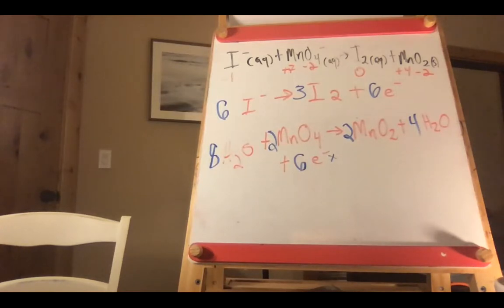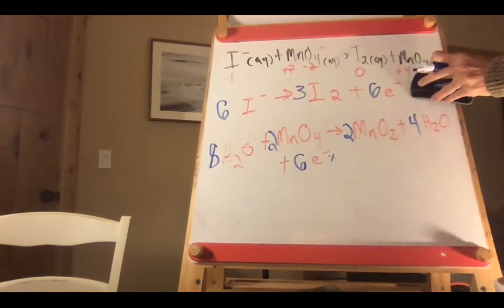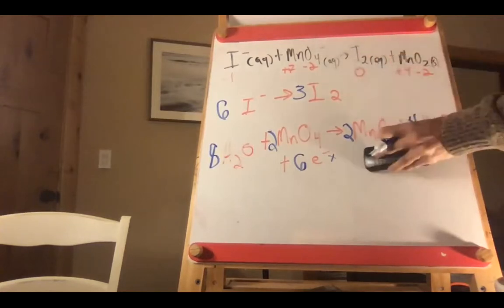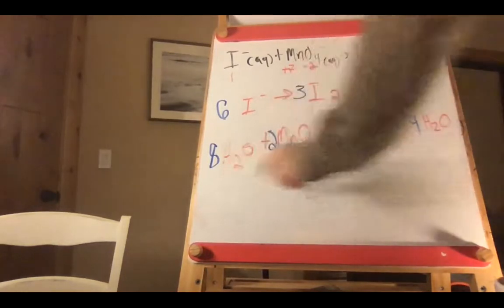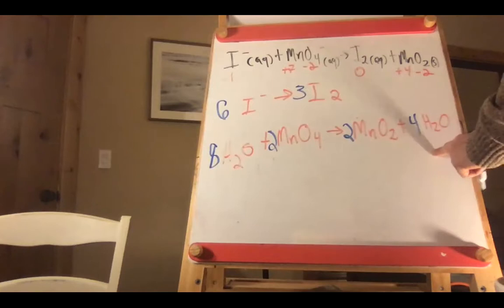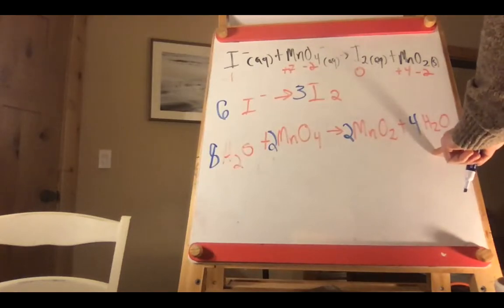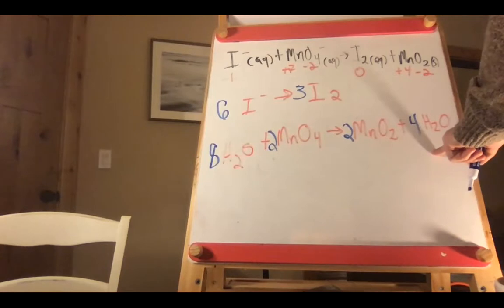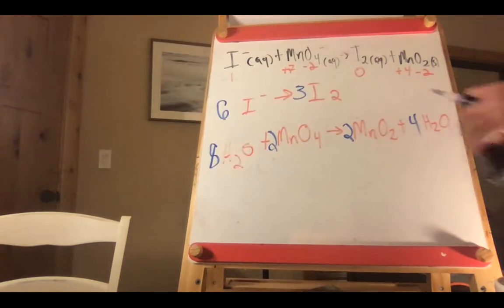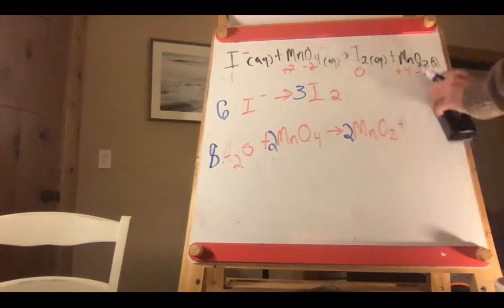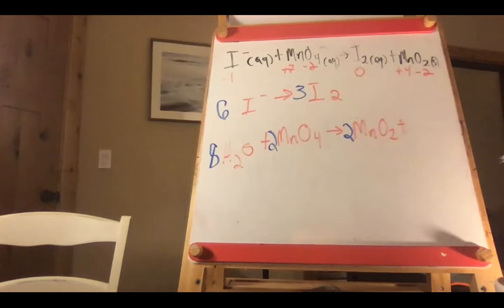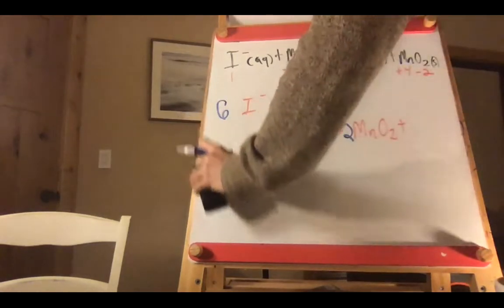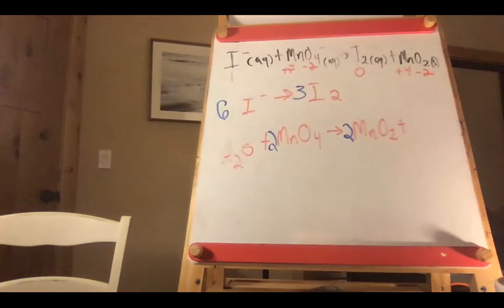Well, we can say that these 6 electrons cancel, right? So these 6 up here cancel out with these 6 down here. And let's look at the waters. We have 8 waters on this side, and 4 waters on this side. So if we divide both sides by 4, that's going to cancel out that water entirely and reduce this down to 4.